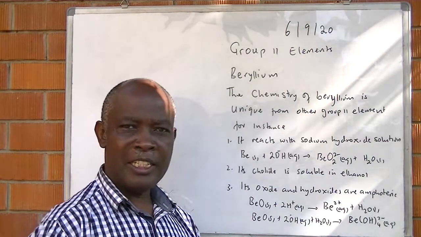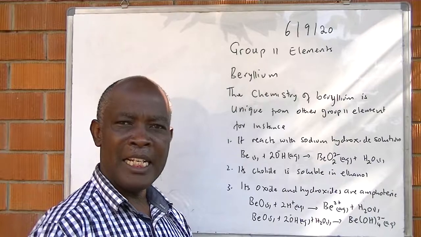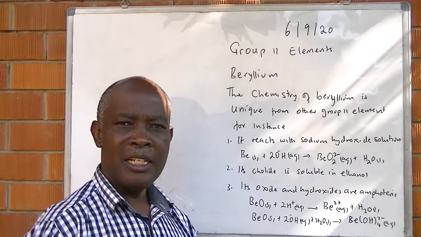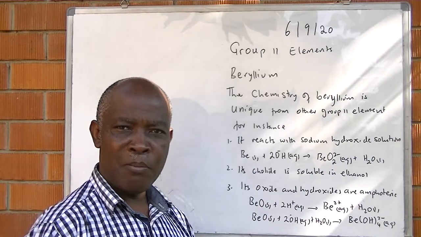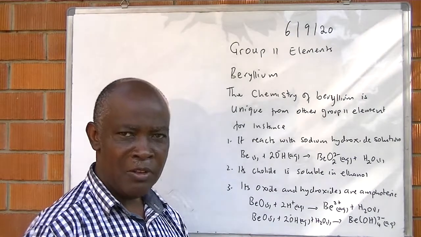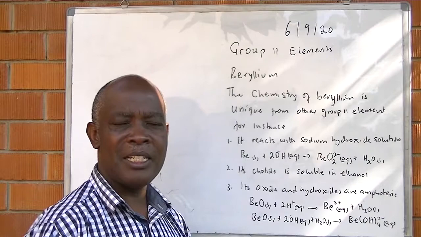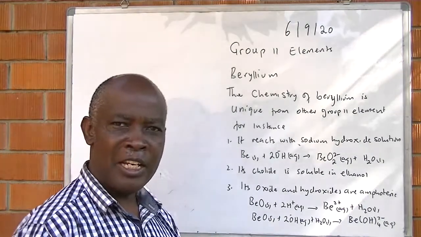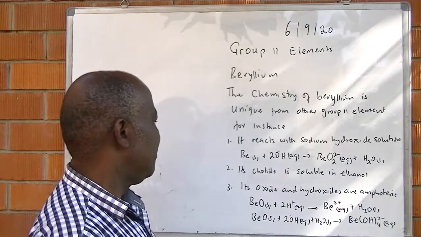Its chlorides are soluble in ethanol, indicating that beryllium chloride has got covalent bonds, while the chlorides of other elements are insoluble in ethanol because they have got ionic bonds.